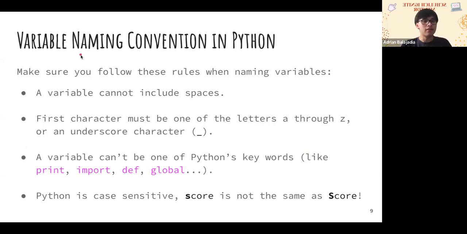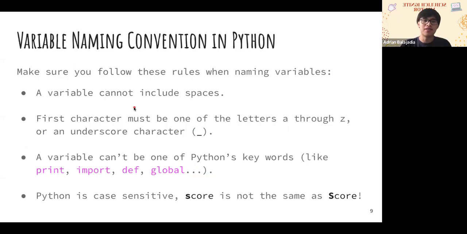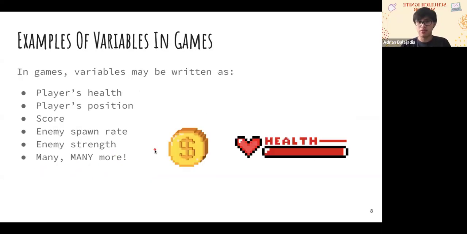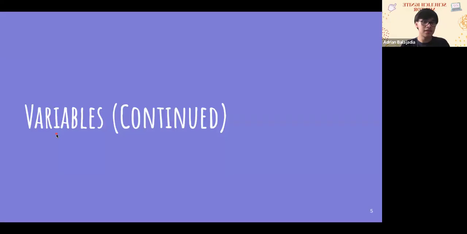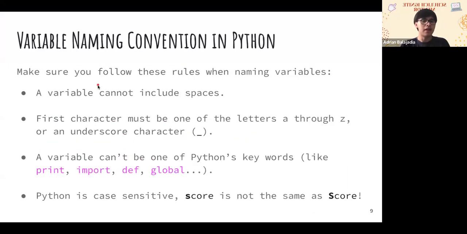If we go back here, technically you could name variables anything that you like, but there are some caveats. A variable cannot include spaces. The first character must be one of the letters A through Z or an underscore character, so it can't be a number. Variables also can't be one of Python's keywords, like print, import, def. I'm not too sure about setup, but there are certain keywords that you can't just replace.